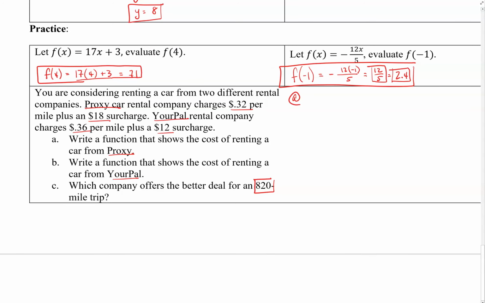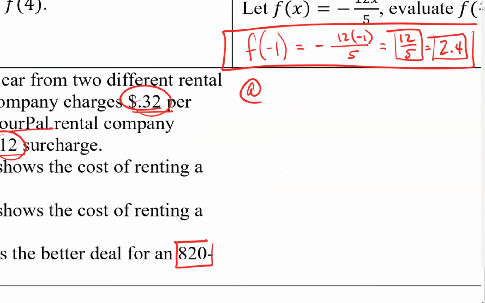So in question A, with some practice, you'll recognize that the charge per mile is going to be what we call the slope of our linear equation, and we'll use that as the value that multiplies by our independent variable. And then the $18 and $12 surcharges, those will act as what we would call our y-intercept, or the initial cost or offset to the linear equation.